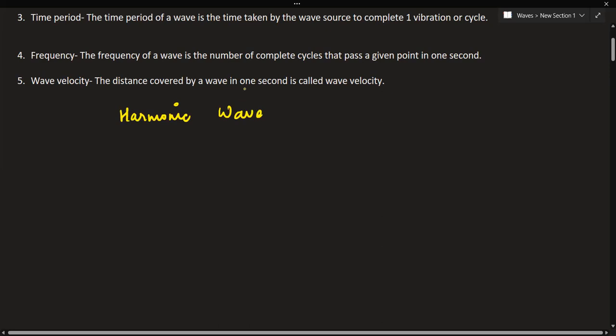Harmonic wave. So particles of harmonic wave are in SHM. This is clear. The particles of harmonic wave are in SHM. Now the main part, how do we represent it? And you have to understand this part very well, because this is the most important part of this chapter, and other parts are related to it only.